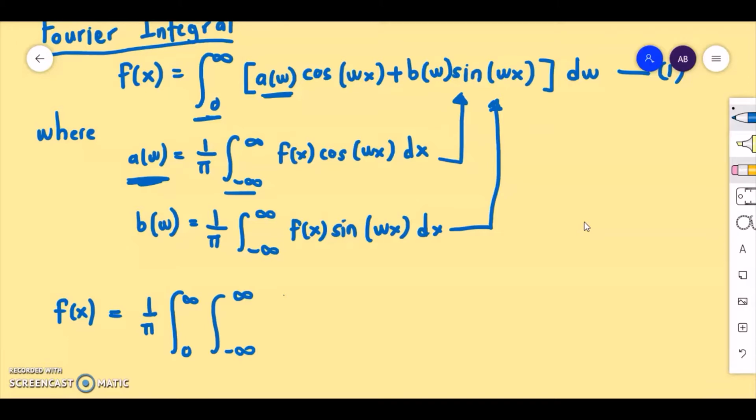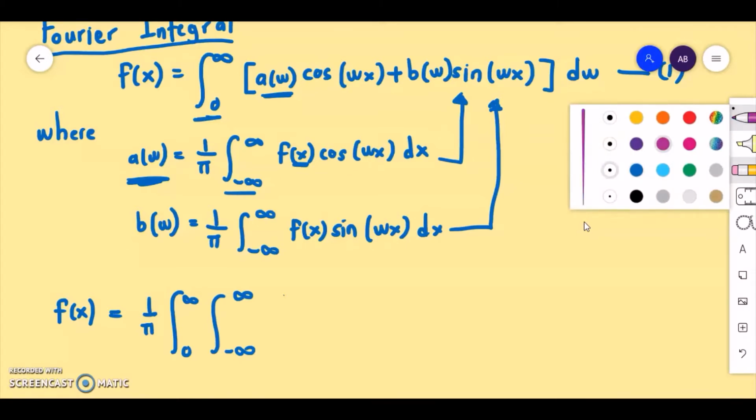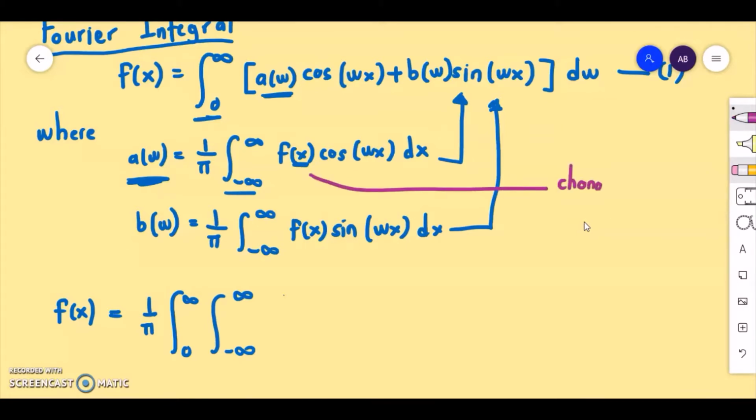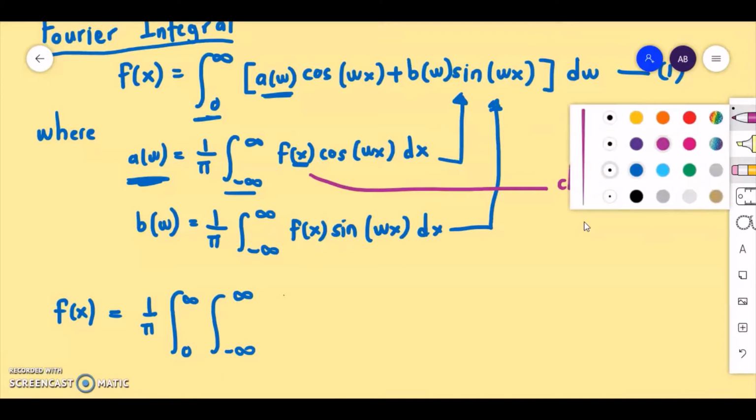We need to change the dummy integration variable. This variable x here, you want to change it to, let's say, xi. Change x to xi, because we don't want to get confusion with the variable x in this equation here. So to do that, let's write it now.